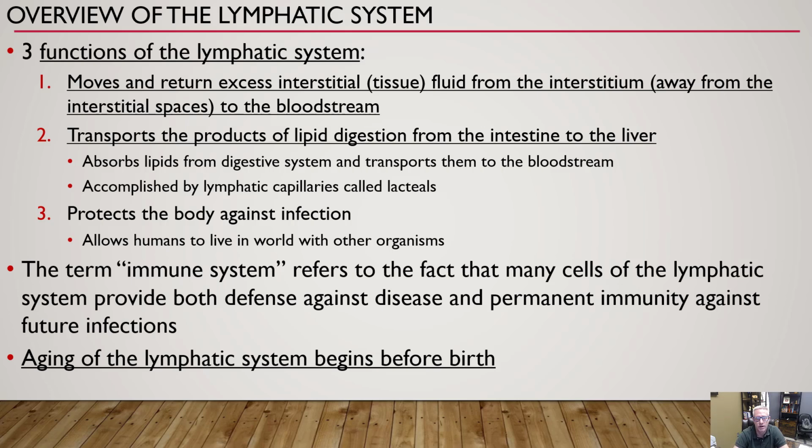And the third function of the lymphatic system is to provide immunity or to protect the body against infection. And it allows us to live in the real world along with other organisms. So when we talk about the immune system, many cells of the lymphatic system are going to provide defenses against disease and permanent immunity against future infections. So we'll learn that we have these memory cells.